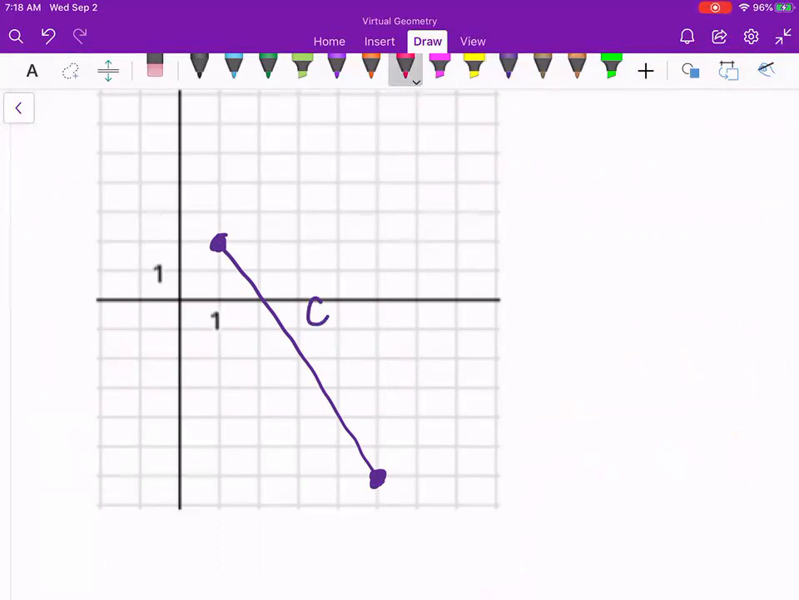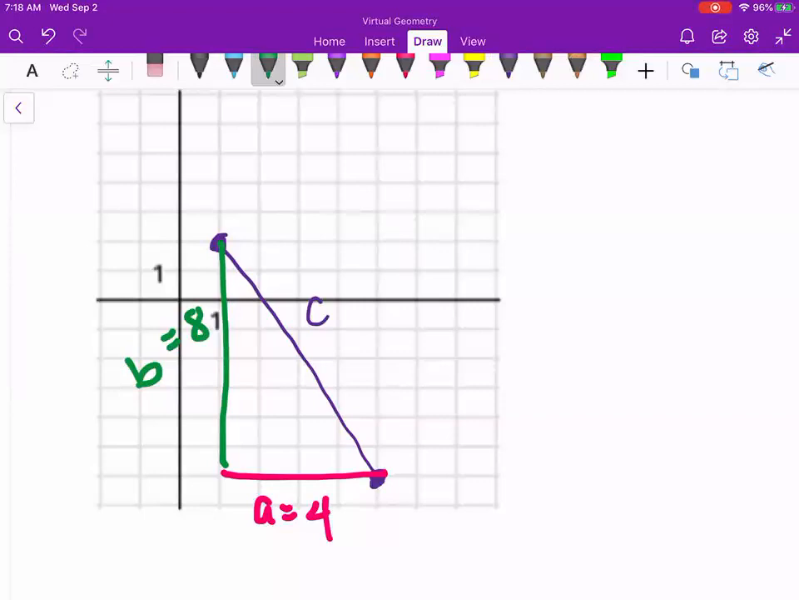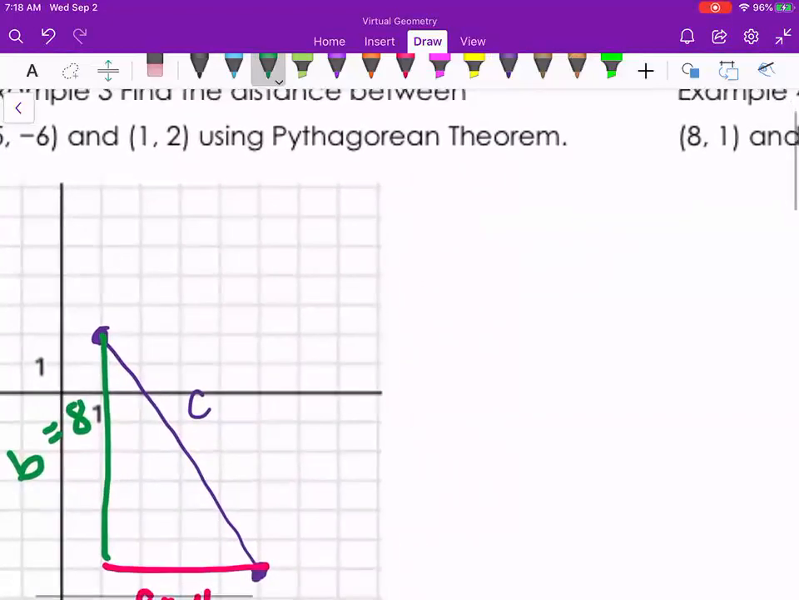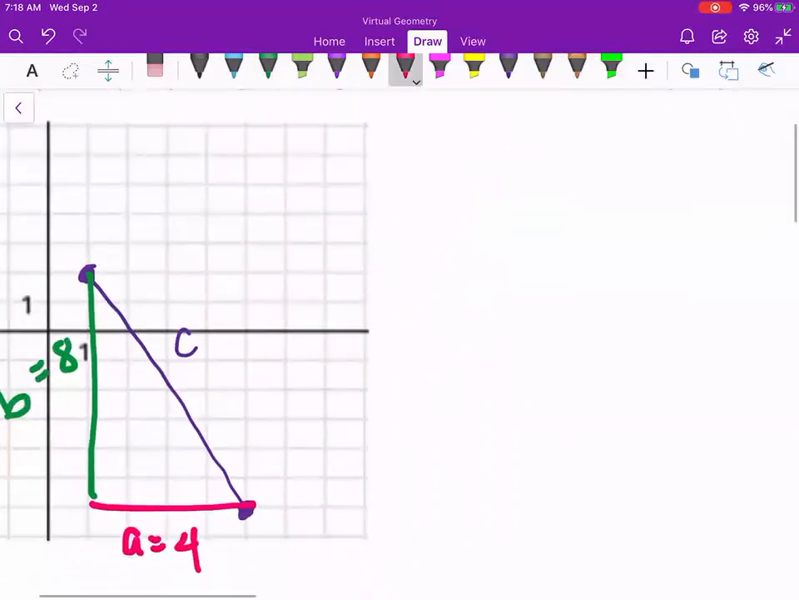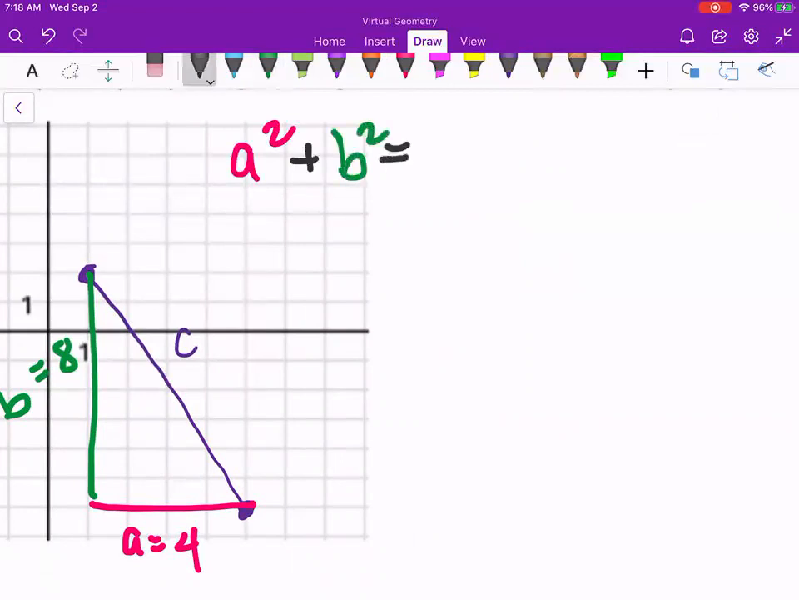So let's make your A and your B. So there's my A going across 4 squares. And there's my B going across 1, 2, 3, 4, 5, 6, 8 squares. All right, let's put these in Pythagorean theorem and see what we get. All right, so again, A squared plus B squared equals C squared. All right, let's do our math here.